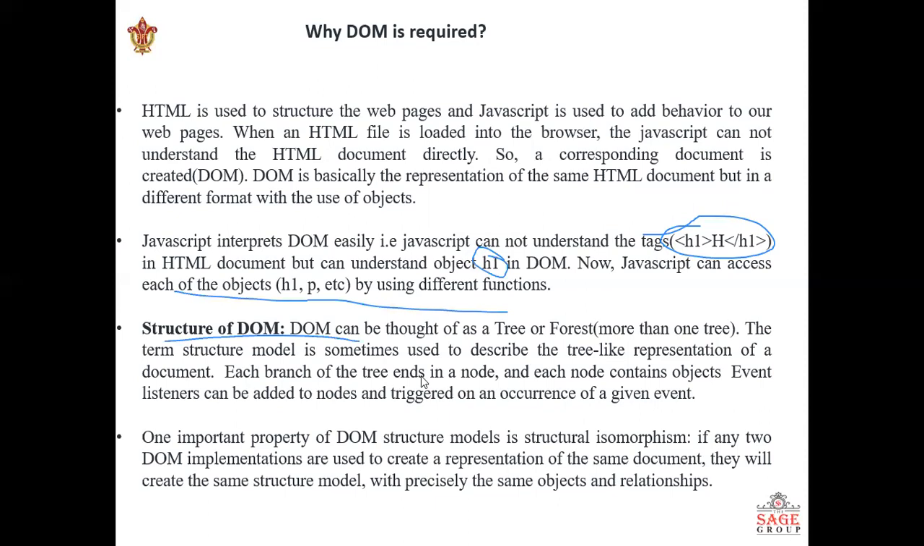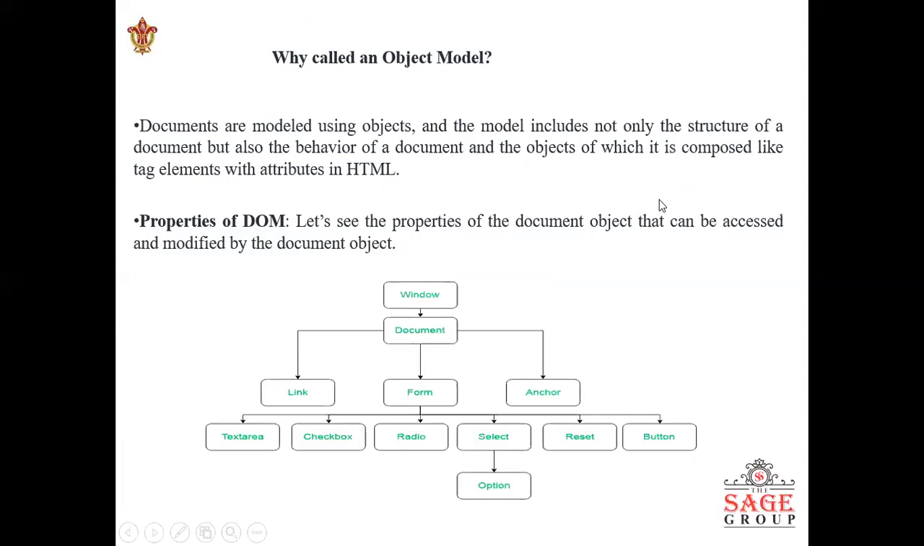The term structure model is sometimes used to describe the tree-like representation of the document. Each branch of the tree ends in a node that contains objects. Event listeners can be added to nodes and triggered on the occurrence of a given event. One important property of the DOM structure model is structural isomorphism. If any two DOM implementations are used to create a representation of the same document, they will create the same structure model with precisely the same objects and relationships.